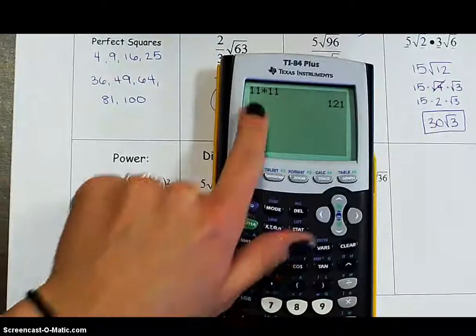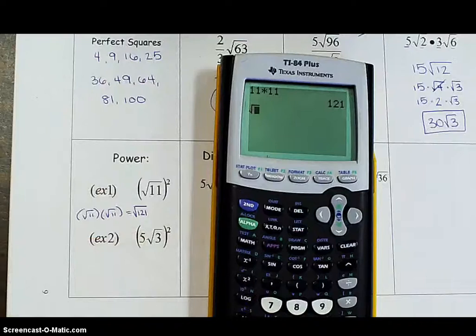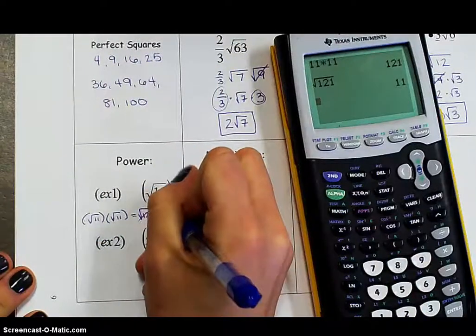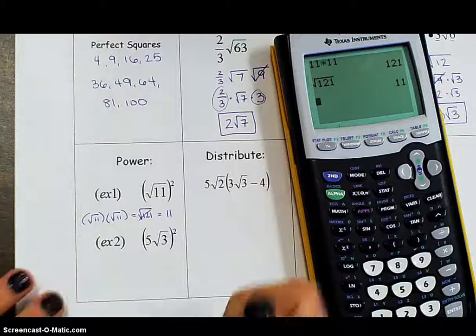But wait a second. You multiplied the same thing. Isn't that kind of like a square root? So let's go square root. We get just 11. So this whole thing cancels out, and it's equal to the whole number 11.